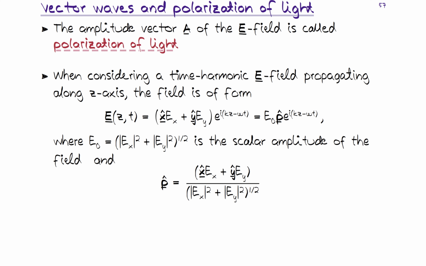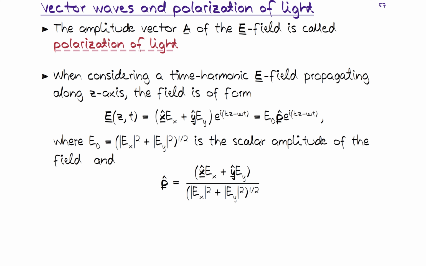And this p vector here is known as the normalized polarization vector, or just, shortly put, the polarization of light. This is where we have the information of how light actually oscillates in that plane transverse to the direction of propagation.